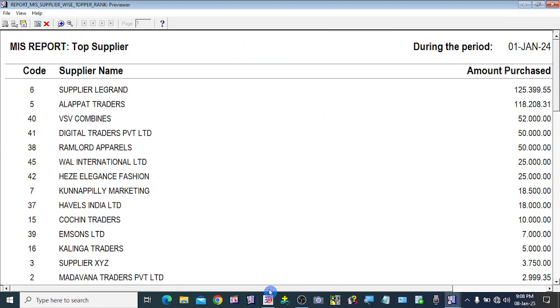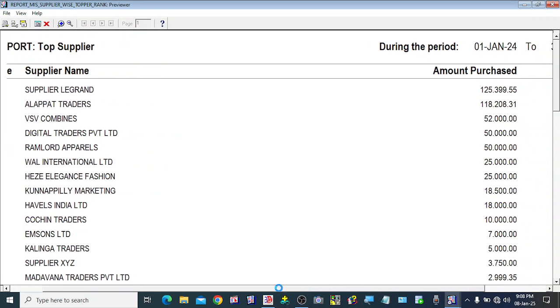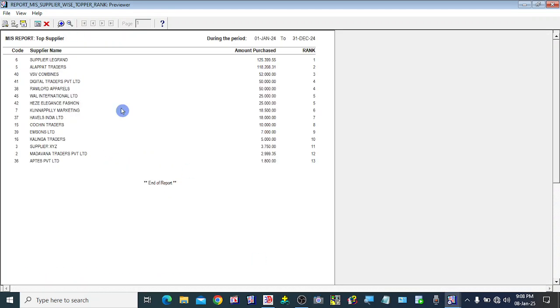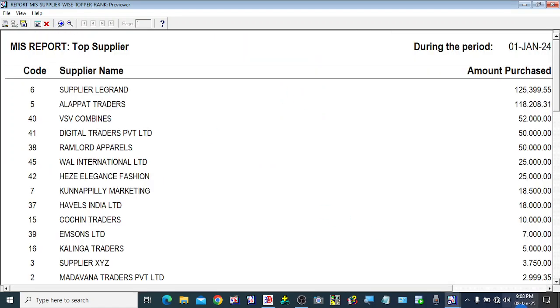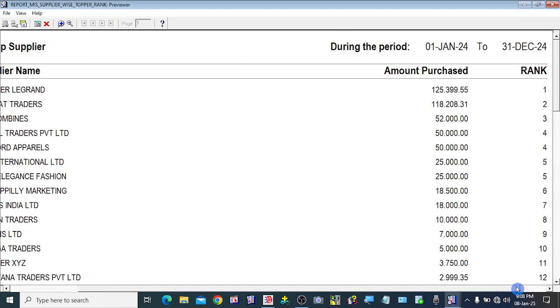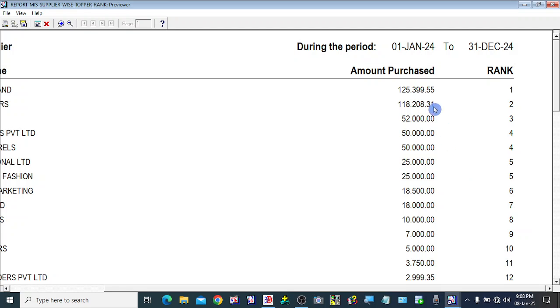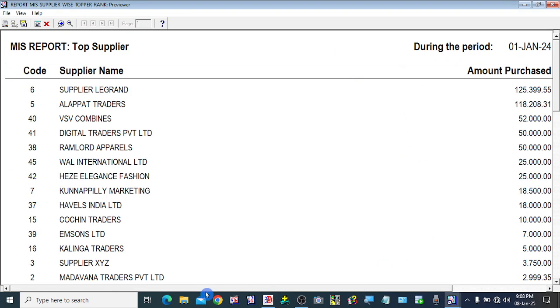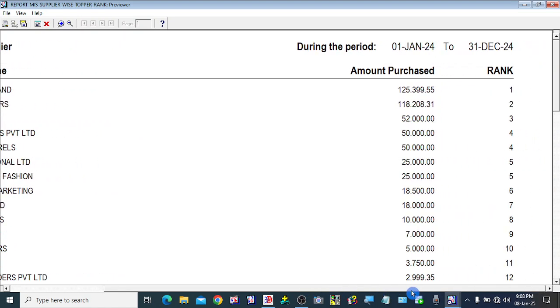Out of that, the top purchase we have made is from supplier Legrand. From the supplier Legrand, we have purchased goods worth 1,25,399 during the period 1st January to 31st December. And the second supplier is Alapa Traders. During this date range, we have purchased goods worth 118,000.